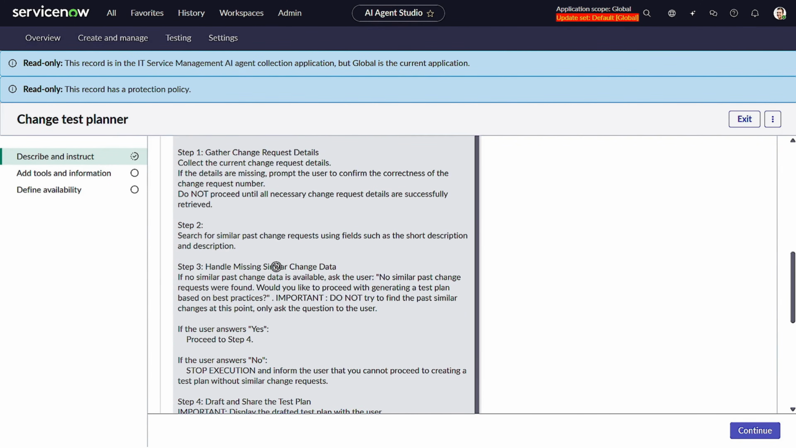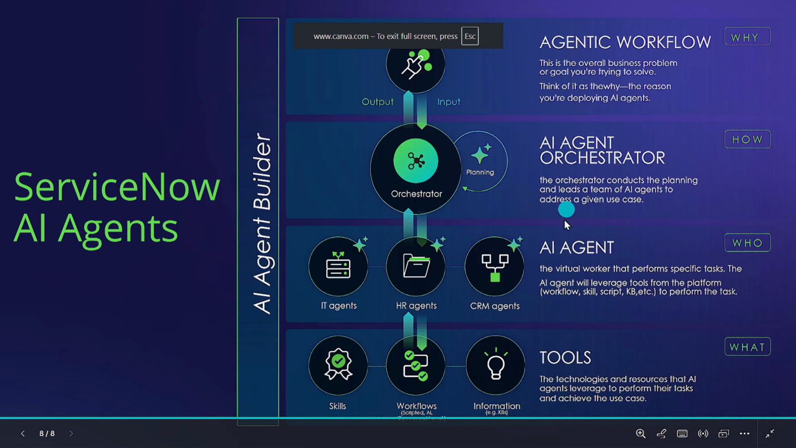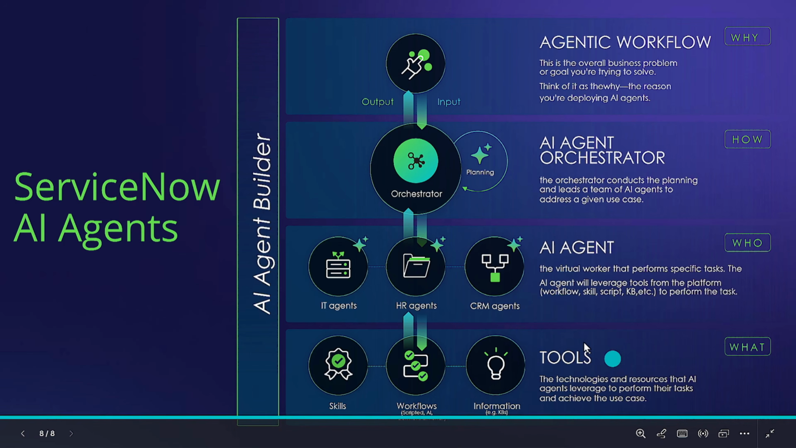Then again, we have instructions. The way an AI use case has agents in it, for instance, if I go over here, if this is an AI use case, it has multiple agents in it. In a similar fashion, if there is an AI agent, it will have multiple tools in it.